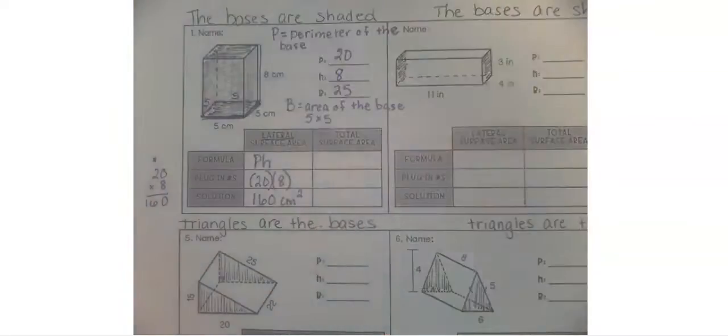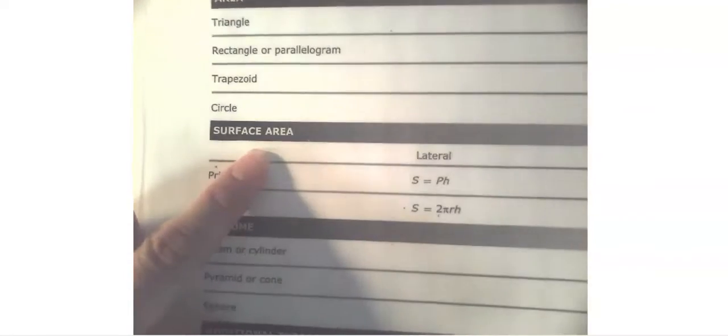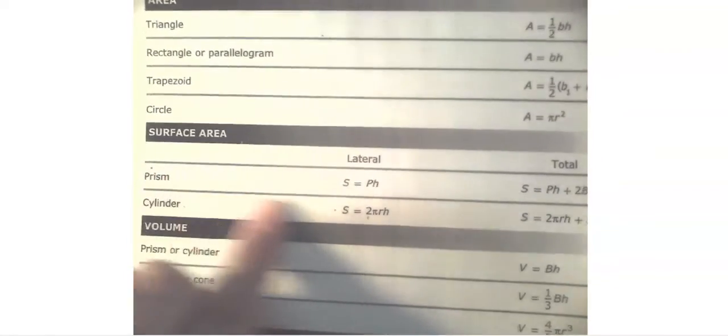Okay, now we're going to look at total surface area. The formula for total surface area of a prism is right here. Capital P times H plus 2 times capital B.